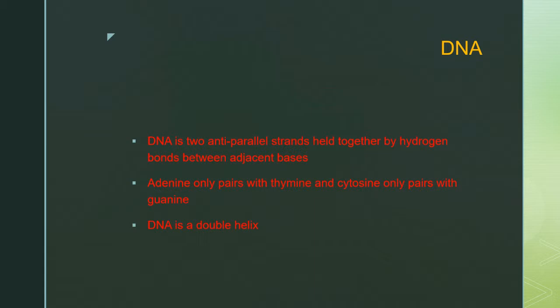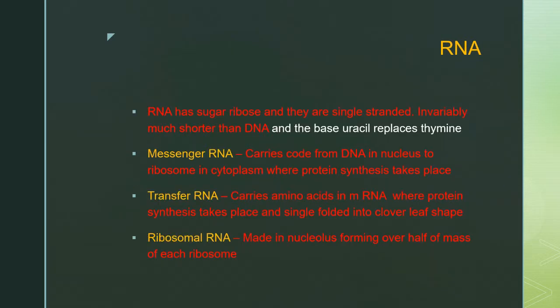And then also DNA is a double helix, but you don't really need to know about the Watson and Crick model. All you need to know is it's a double helix. Now we're going to move on to RNA, one you may be less familiar with, and basically RNA has a sugar ribose, and these are single-stranded instead of double-stranded. RNA is invariably much shorter than DNA, and they have a base uracil replacing the base thymine.